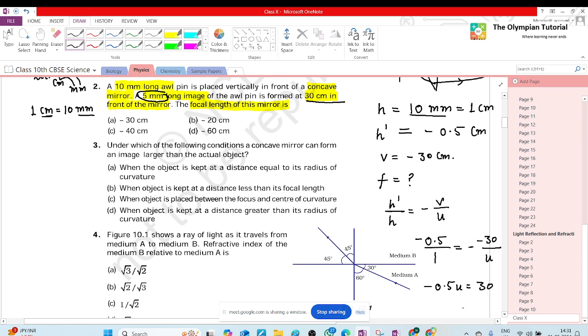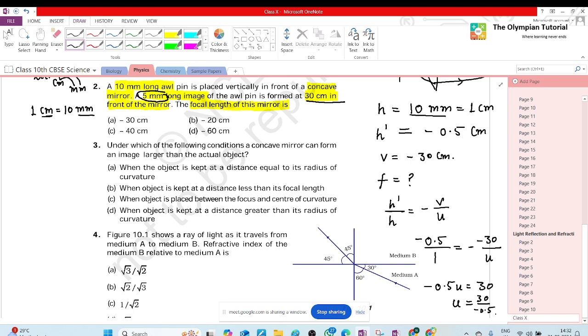What will be the value of u? u is 30 by minus 0.5. So it will become equal to... Ma'am, just a second. I'm still calculating.